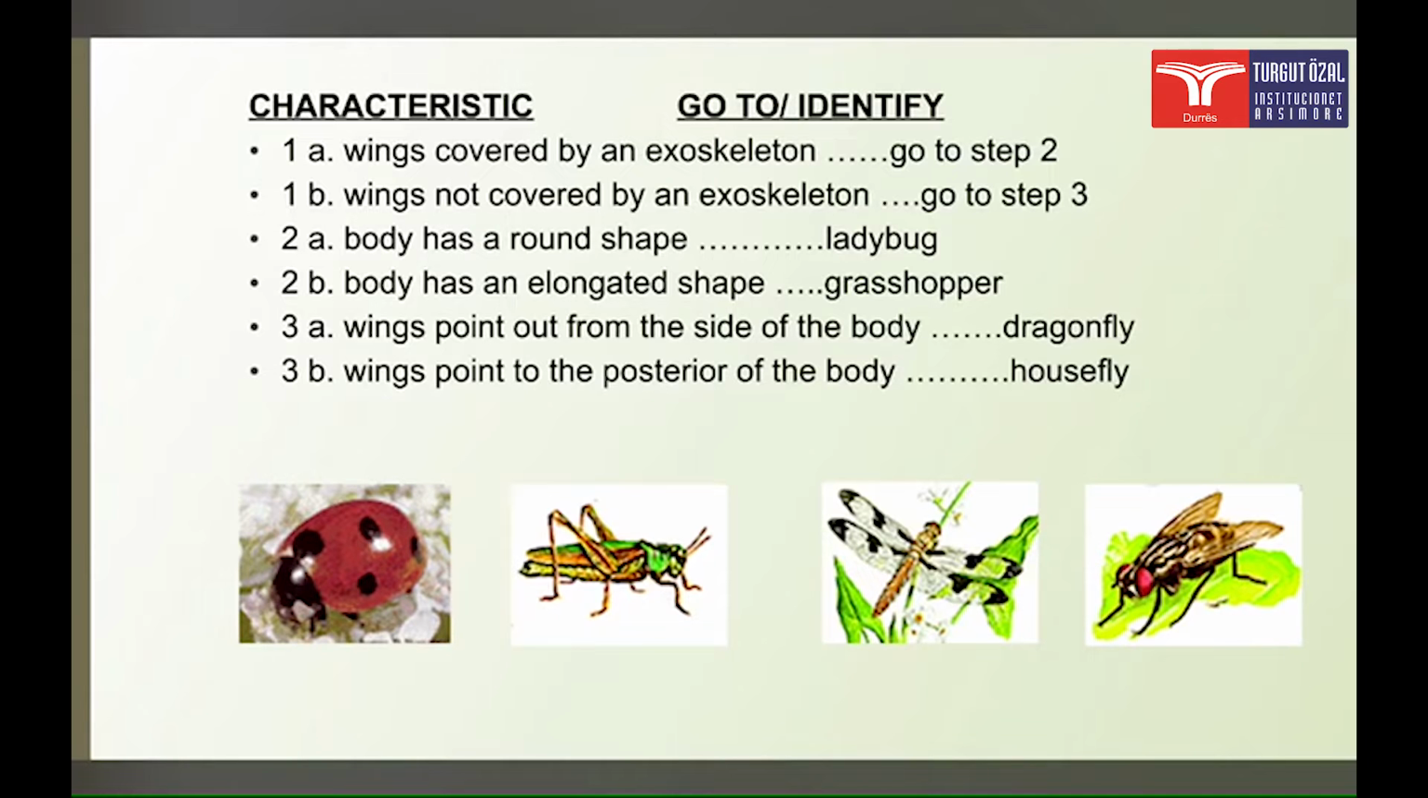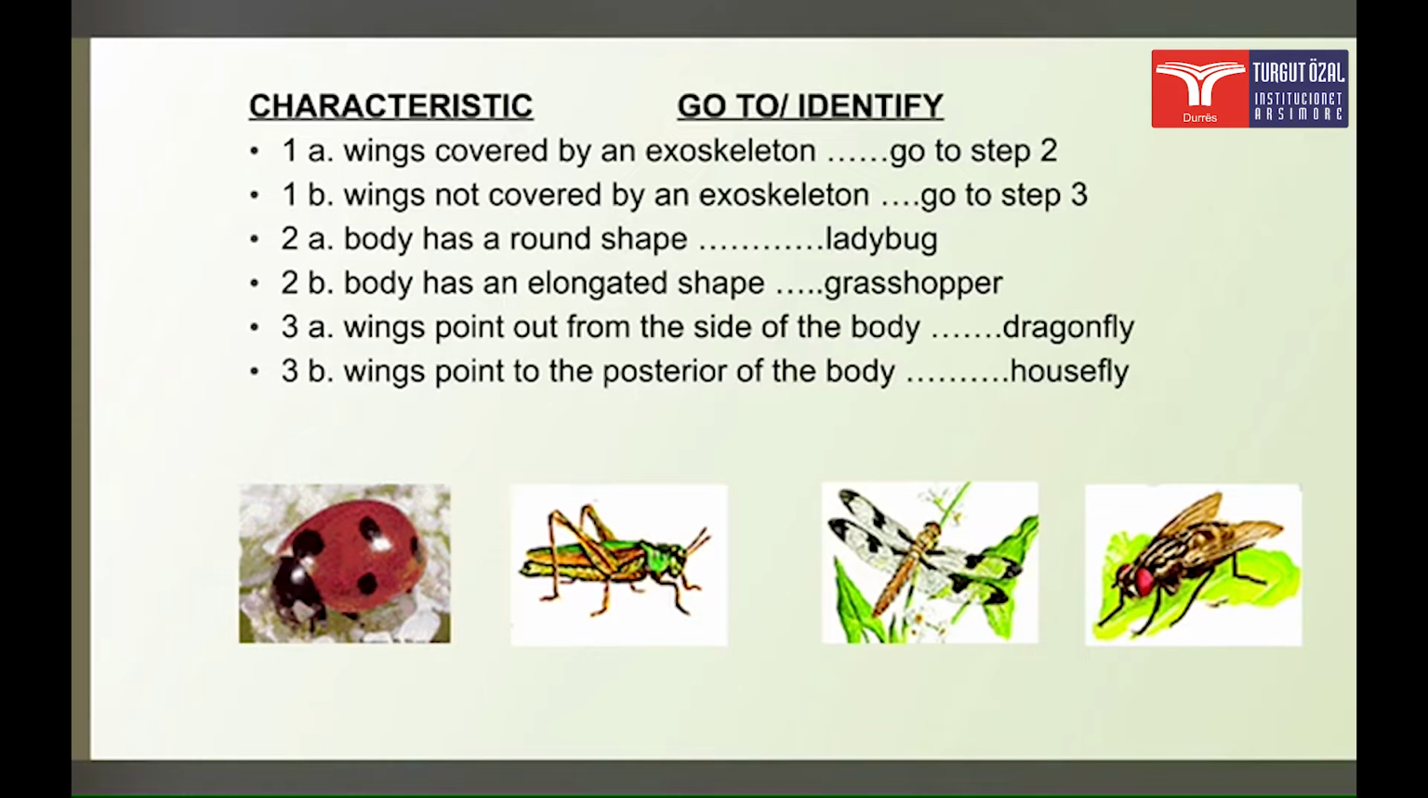2a. Body has a round shape. 2b. Body has an elongated shape. So you can see from the picture that the body has a round shape. So this insect is a ladybug. Let's understand better with the second insect.